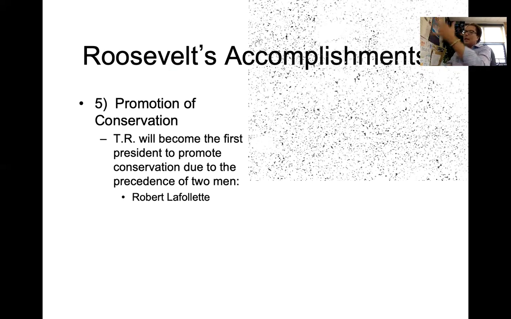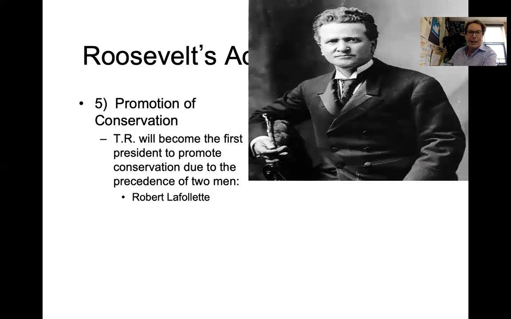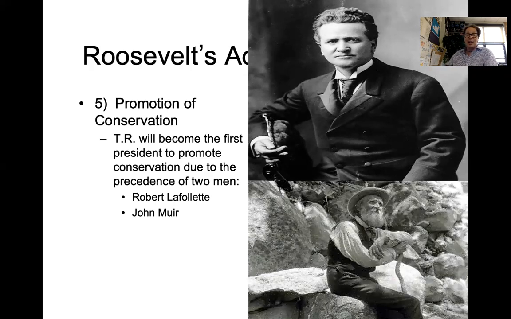Number one, here's our old friend, Robert La Follette, former governor, of course, of Wisconsin, future senator from the great state of Wisconsin. He was really the first governor of a state, and in this instance, Wisconsin, our neighbors to the north, that actively promoted conservation. Huge influence on Theodore Roosevelt. And number two, he is considered to be the father of conservation in the United States of America. And his name, of course, is John Muir.